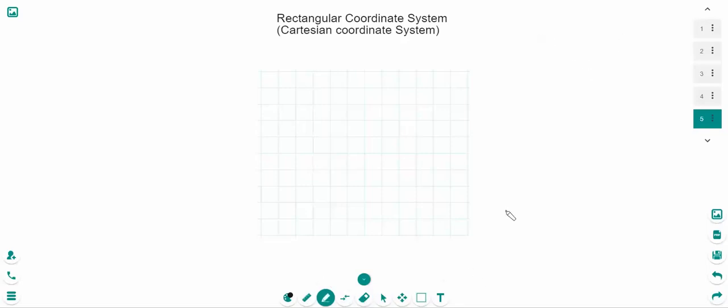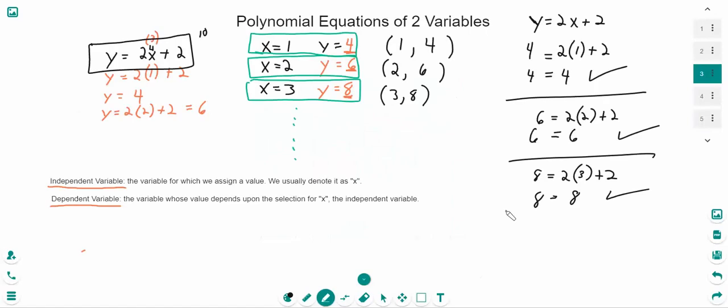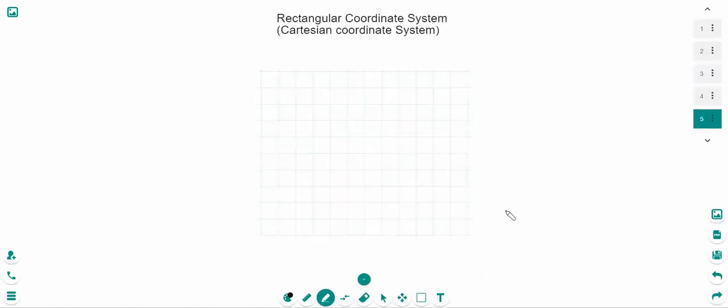Let's go back to our other page here. So we had 1, 4, 2, 6, and 3, 8. We had some ordered pairs of 1 and 4, 2 and 6, 3 and 8. And we'll find out more about this tomorrow, but it's nice to be able to graph these.